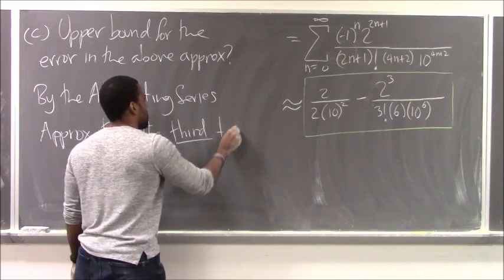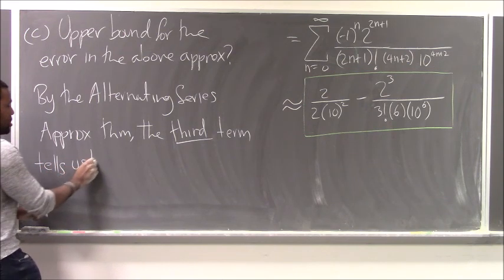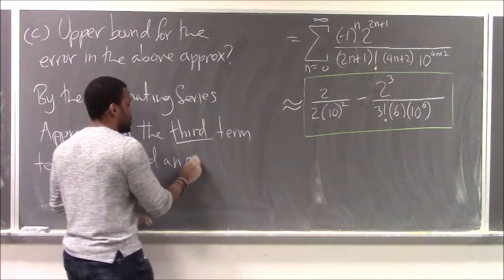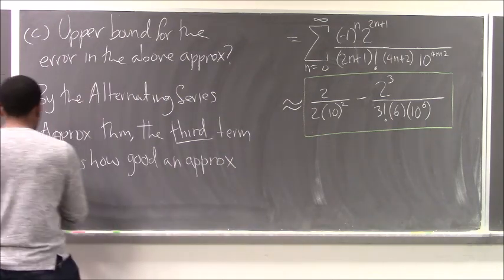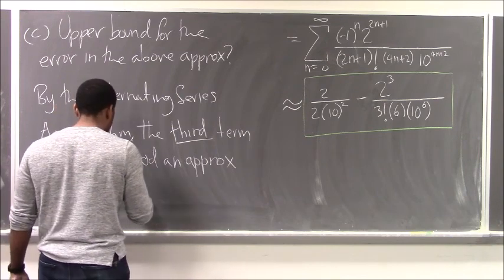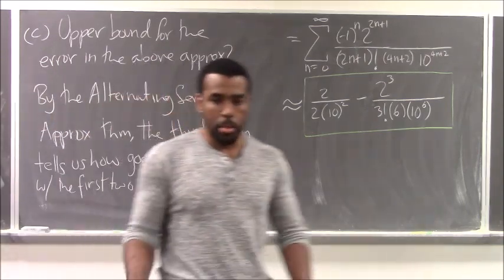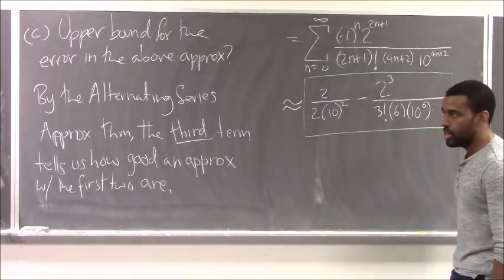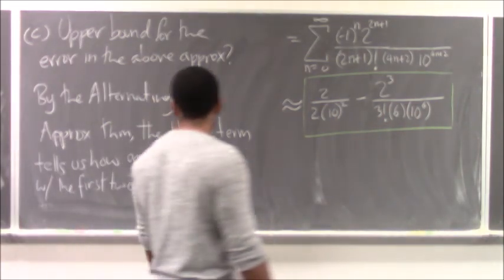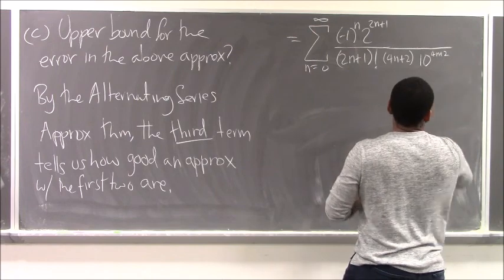The third term tells us how good an approximation the first two are. So I just added the first two terms. It's an alternating series. The magnitude of the third term tells me how far away from the answer I actually am. So pretty much an upper bound for the error is going to be the third term, which is when I plug in n equals 2.